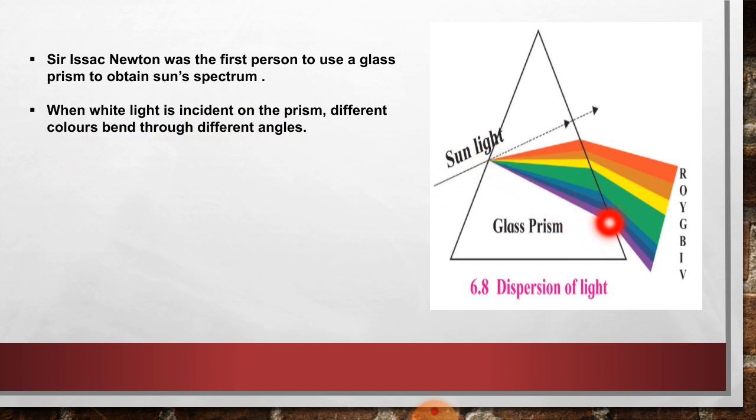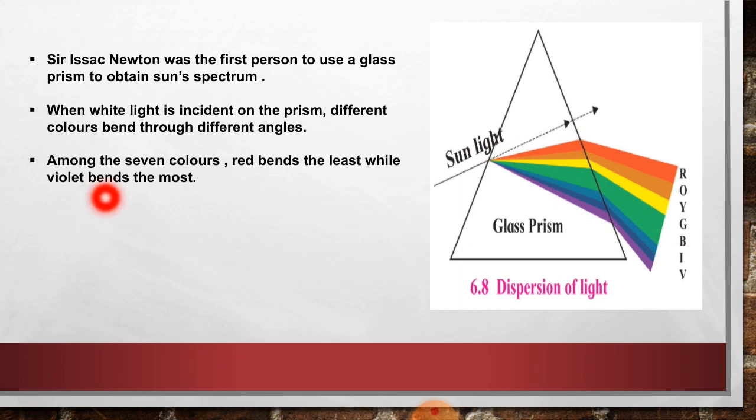Here you can see the bending of different colors, which get different angles. So the different colors bend through different angles. Among the 7 colors, red bends the least. Here you can see the red light, the first light, bends the smallest. Least means small. Over here you can see the violet light bends the most. You can see the distance between the two lights. So the red light bent least and the violet light bent most.